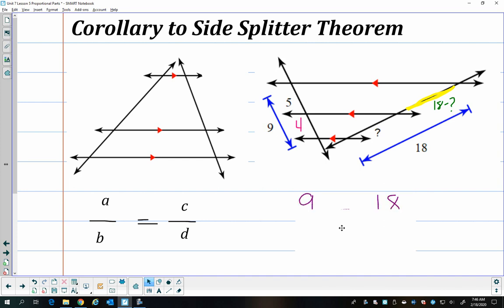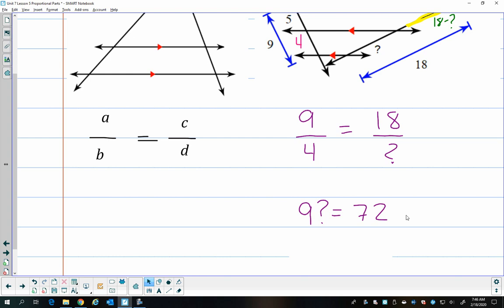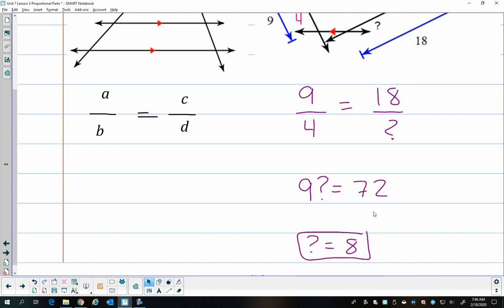And then I'm going to say that this whole length that's 9 divided by this length that's below this middle parallel line, 4, is equal to the whole length over here, 18, divided by this little piece that's below the middle parallel line, question mark. So the pieces that I'm using correspond. Whole length, those are both on top. Piece below the parallel line in the middle, piece below the parallel line in the middle, those are both on the bottom. So as you can see, there's plenty of ways to write these proportions. And then we're just solving a proportion like we have already this unit.